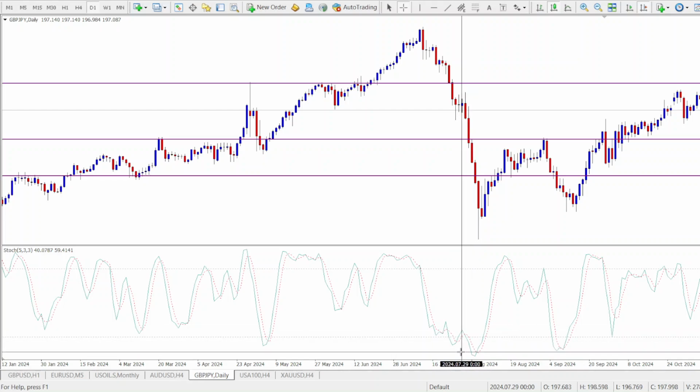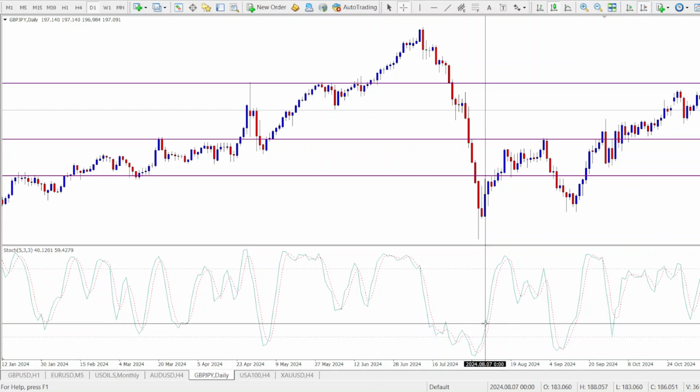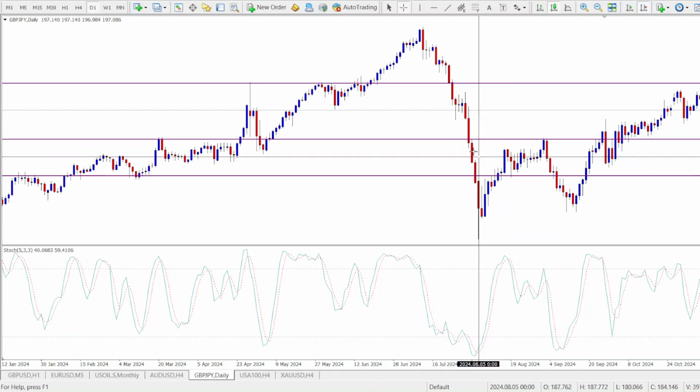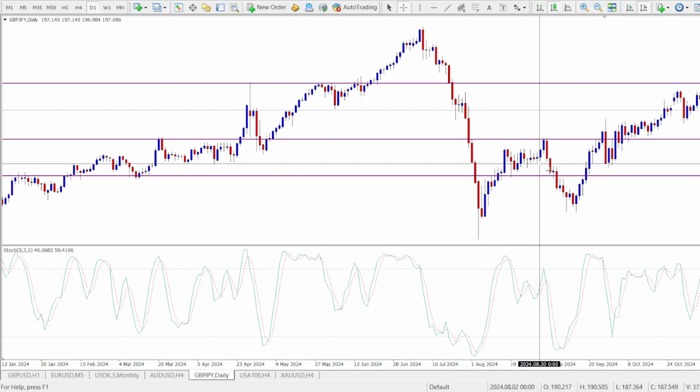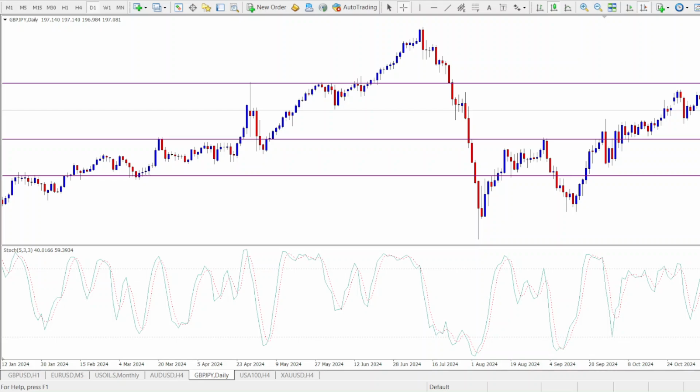This was almost immediate, so let's just say we would have exited around here. Or you can use support levels to examine your exit, or you can also add on other indicators to determine your exit or to confirm your exit.